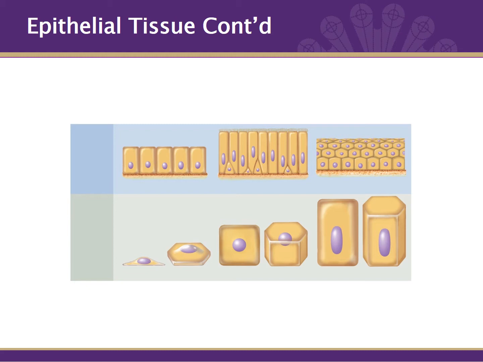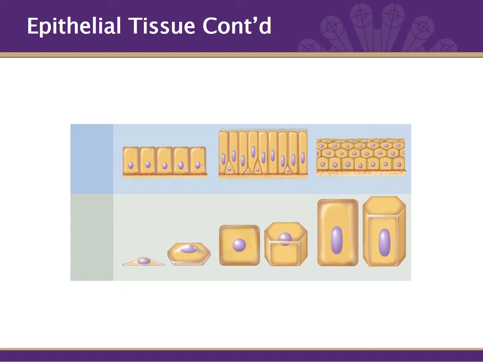The top row in this slide shows simple versus stratified epithelial tissue. The top left is an example of simple. Every cell touches the basement membrane. If you notice in the middle picture, not all the cells go to the top, but every one touches the basement membrane. This is an example of pseudostratified epithelial tissue. It looks like the cells are stacked, but technically every cell touches the basement membrane.